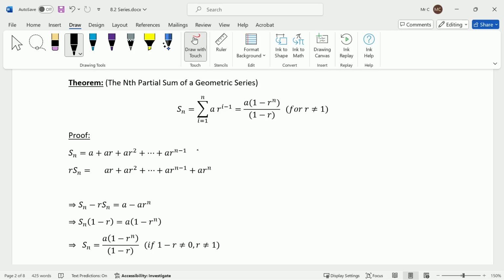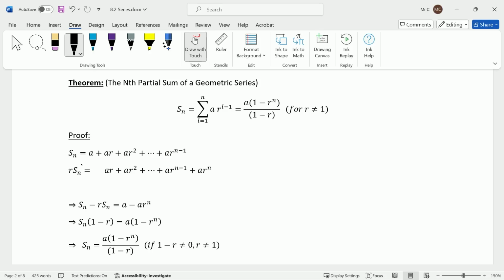Now what I'm going to do here is write out r times S sub n. So the same sequence, but I'm going to multiply every term by r, and that'll give me ar plus ar squared plus dot dot dot plus a times r to the n minus 1 plus a times r to the n. So I have the same number of terms, it's just each term is one higher power than the terms in S sub n.